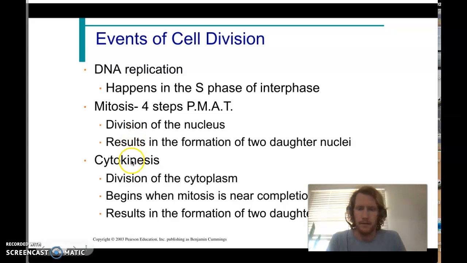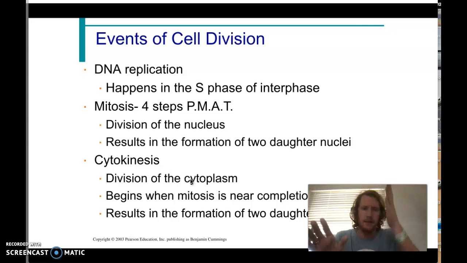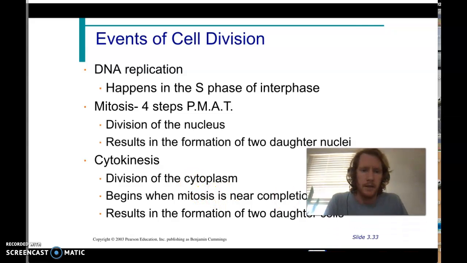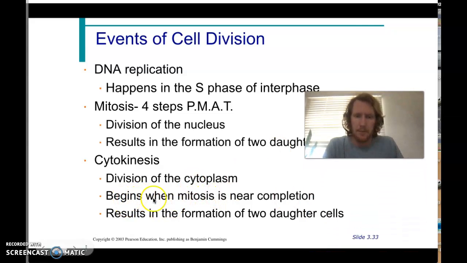Okay, the finishing product, what actually causes the cell to divide into 2, is called cytokinesis. That's the actual division of the cytoplasm. So once the nucleus is divided and all the organelles have split and separated, then the cytoplasm can split. It starts happening near the end of mitosis. We'll see as we get further down what I mean by that. And this results in 2 new cells. We call them daughter cells.